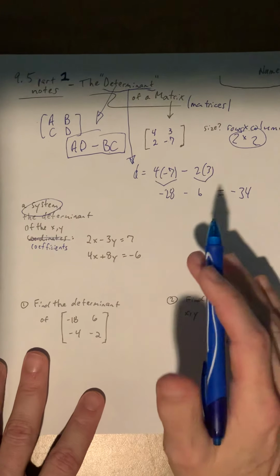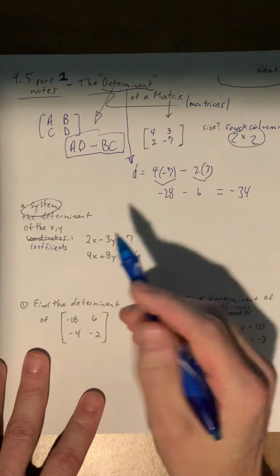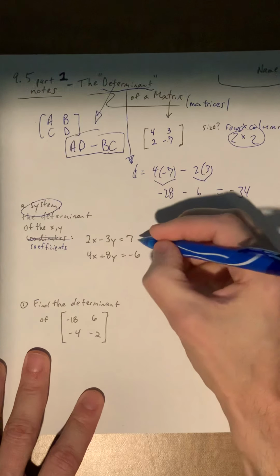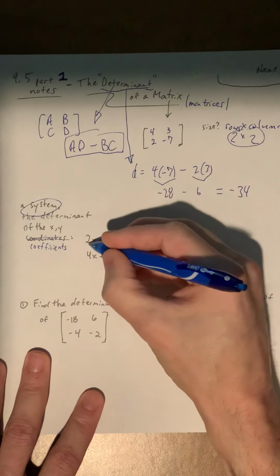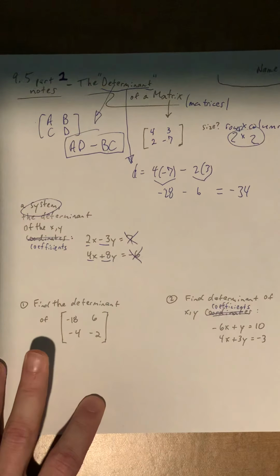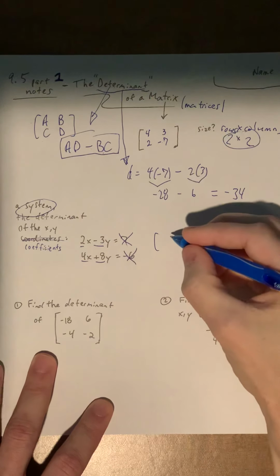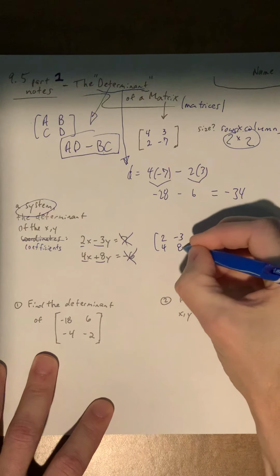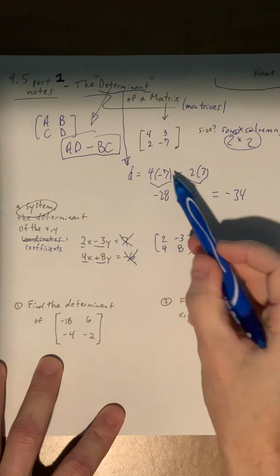So what we're going to practice here in part 1 is to practice taking the determinant of the x and y coefficients. So remember, the coefficients are the numbers in front of the variables that you're multiplying by. So all you do, don't worry about these numbers today. Those are your constants, not your coefficients. But 2, -3, 4, and 8. Okay? Those are your coefficients. So if you put them in a matrix, and then you would find the determinant of it just like we did up here.